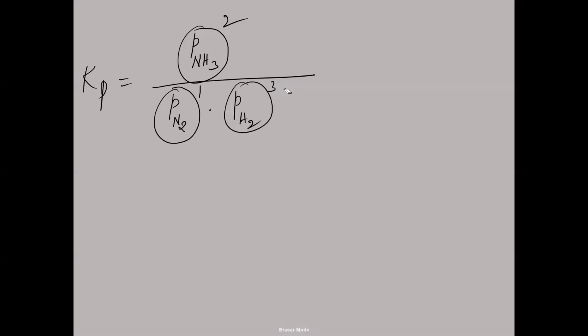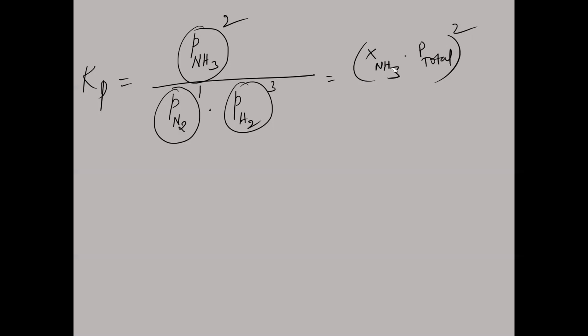Why 3? The number of moles of hydrogen in the balanced equation is 3. So the 3 is raised as the power of the partial pressure of hydrogen. Here 2 is the power of the partial pressure of ammonia. Here 1 is the power of the partial pressure of nitrogen. So this is Kp, in terms of partial pressures. Is that clear? Now tell me, what is the partial pressure of ammonia generally? Mole fraction of ammonia times P total, P total whole squared. This within the bracket is the partial pressure of ammonia.